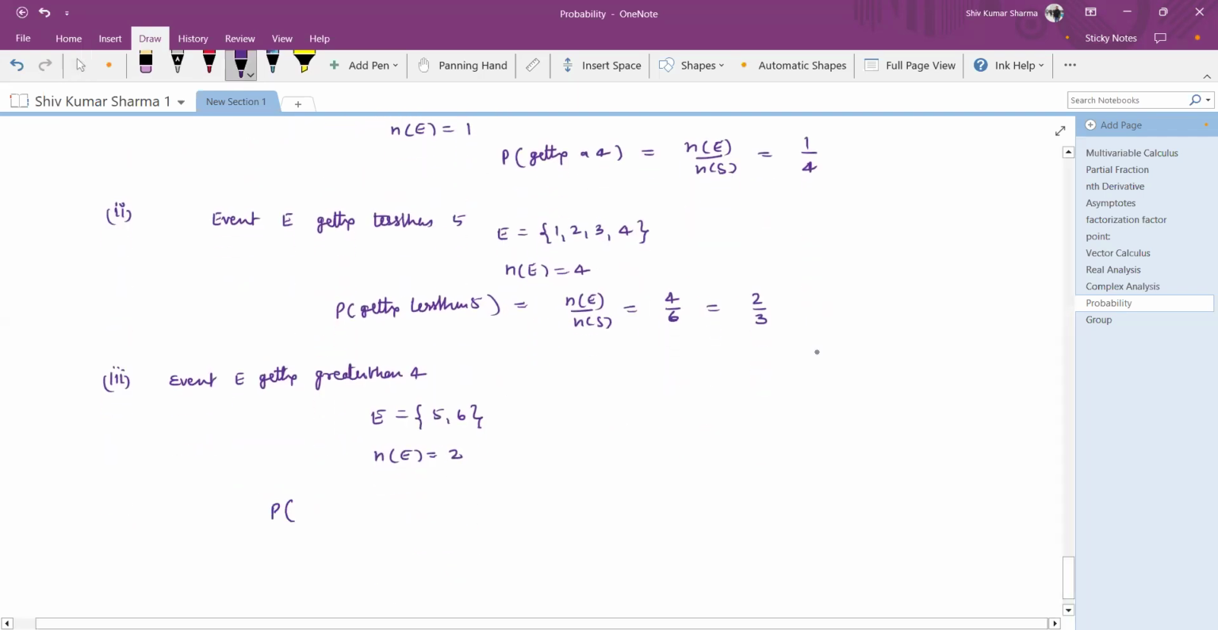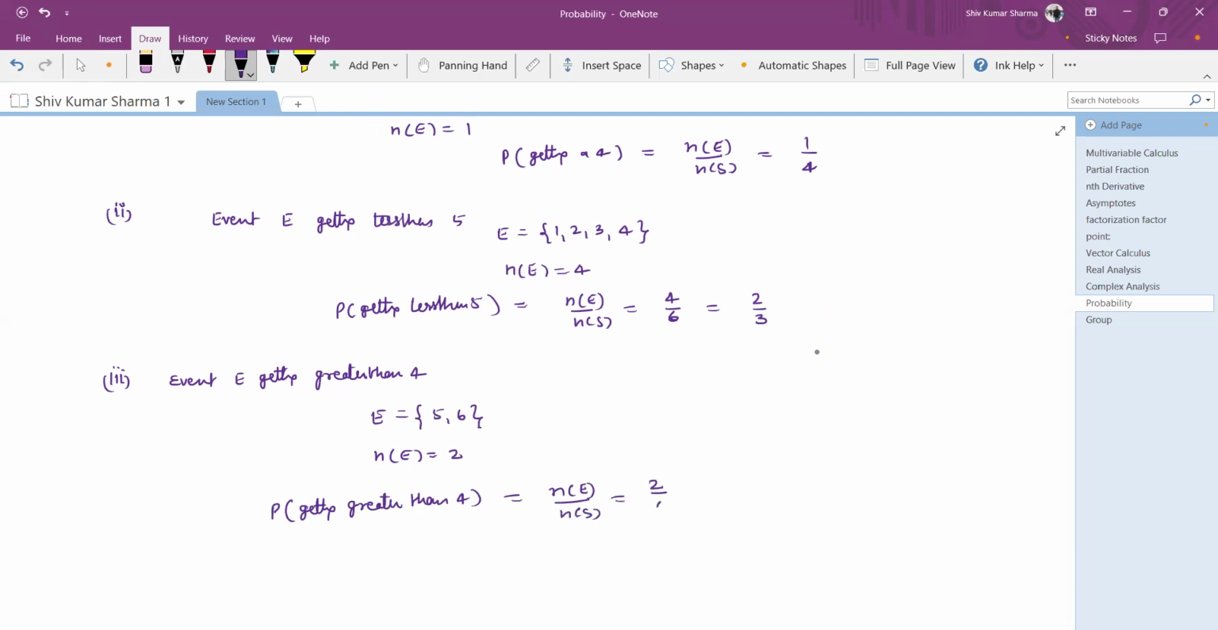So we calculate the probability of getting greater than 4, which is equal to NE upon NS. NE upon NS is equal to 2 by 6. This will be 1 by 3. And next is the fourth part.